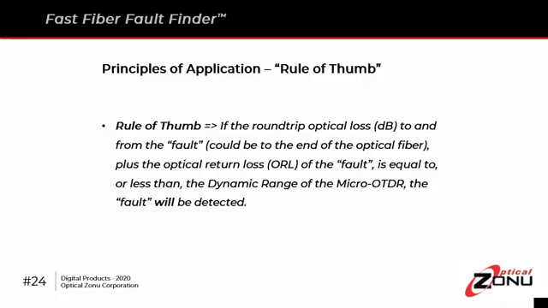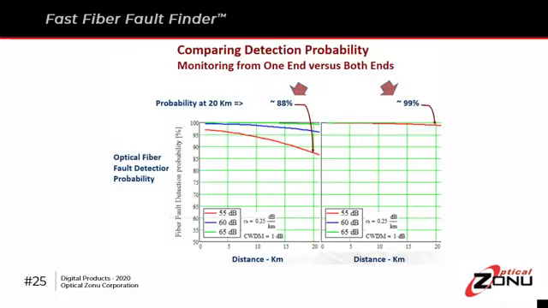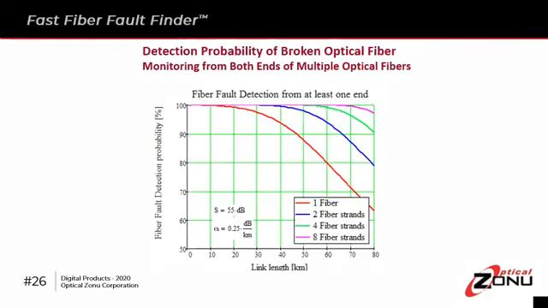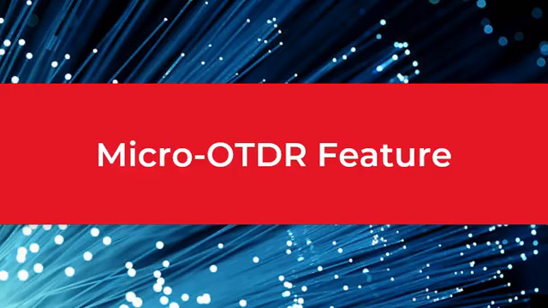Here we see our rule of thumb. Deploying micro OTDR SFPs on both ends of the optical fiber link significantly improves the probability of detection for random faults. Deploying micro OTDR SFPs on multiple optical fibers in the trunk also significantly improves the probability of detection for random faults.